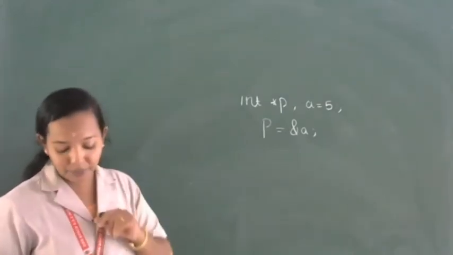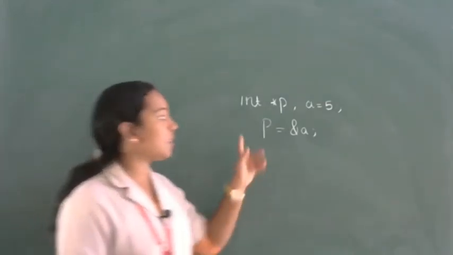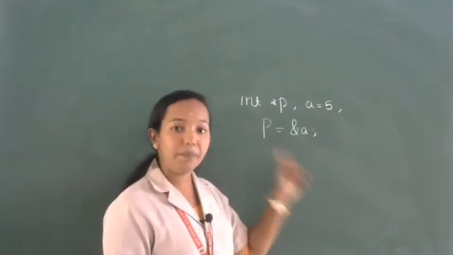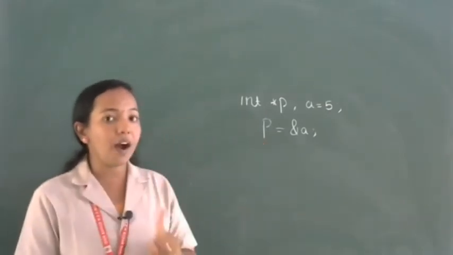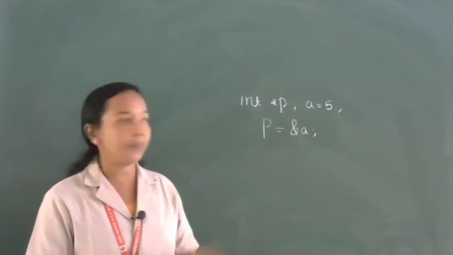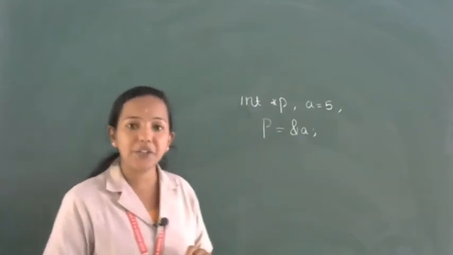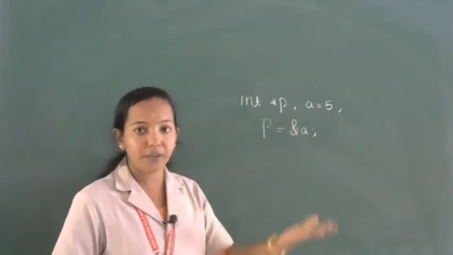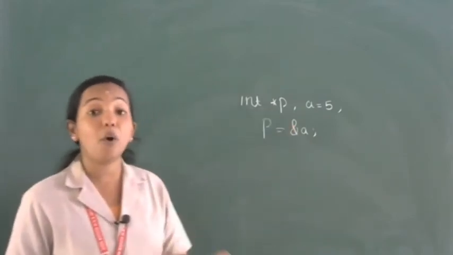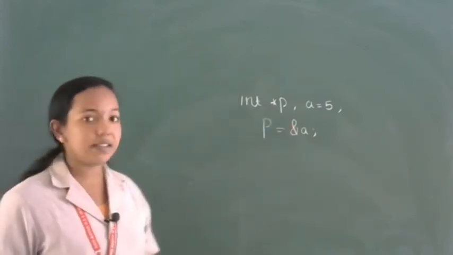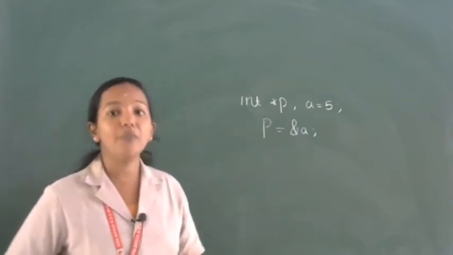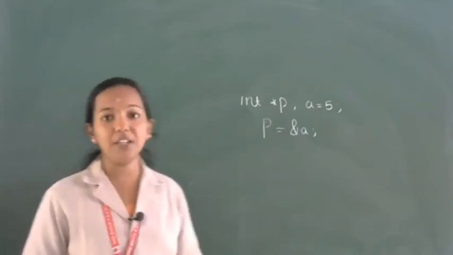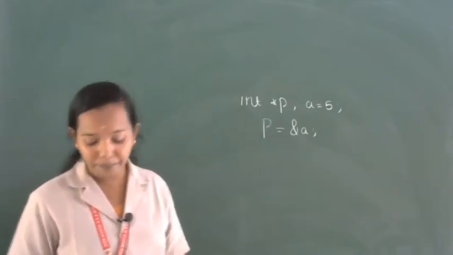Then the first question is, what is the speciality of the variable p? It's declared using the star operator, so definitely p is a pointer variable. So what is the answer? P is a pointer variable. The speciality of p is that it is a pointer variable.